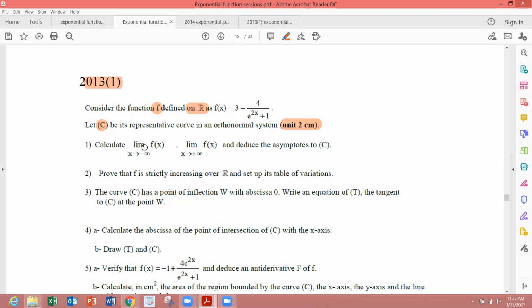Calculate the limit as x tends to minus infinity. How much will be the limit as x tends to minus infinity of this function? Minus 1. And the limit as x tends to plus infinity? Three. Deduce the asymptotes to C. What are the asymptotes to C? How many asymptotes will we have? 2 asymptotes. What are they?